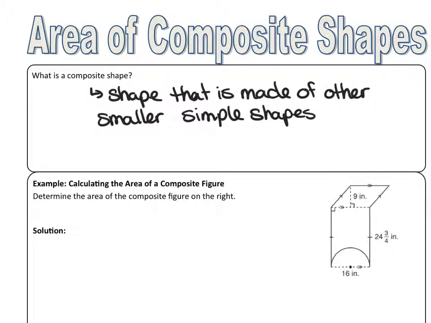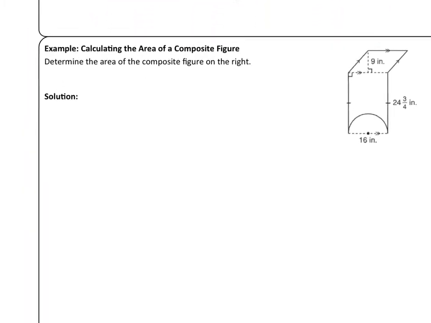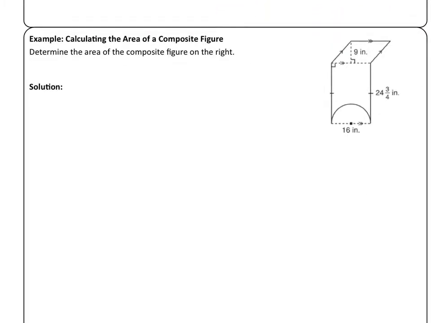So one of the things we're going to do is calculate the area of a composite figure. The question says, determine the area of the composite figure on the right. One of the first things you want to do, this is a composite shape because it's made up of different shapes. So step one is to break the shape into its smaller pieces.